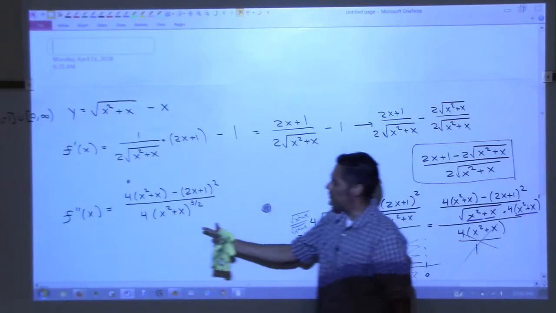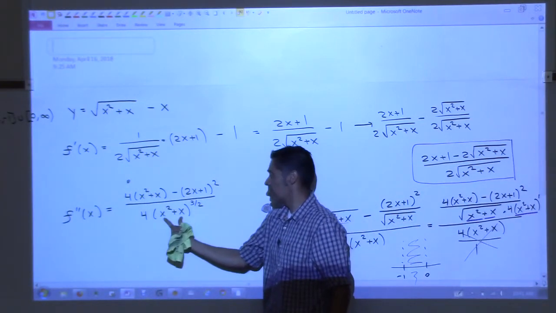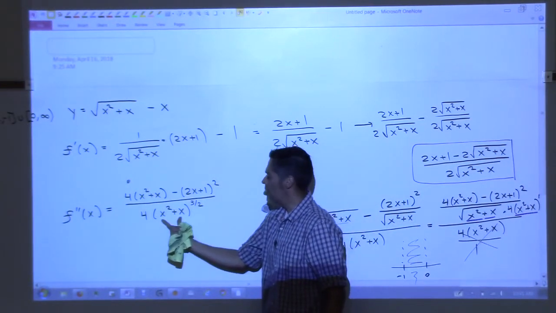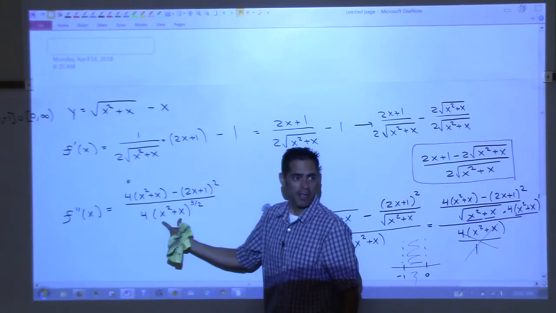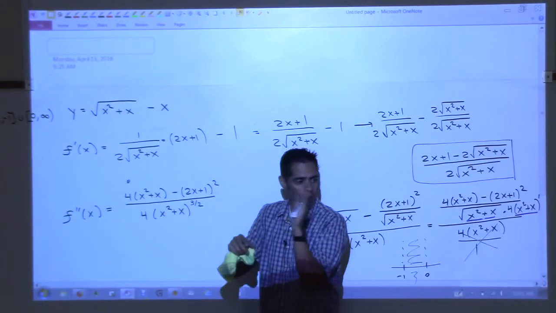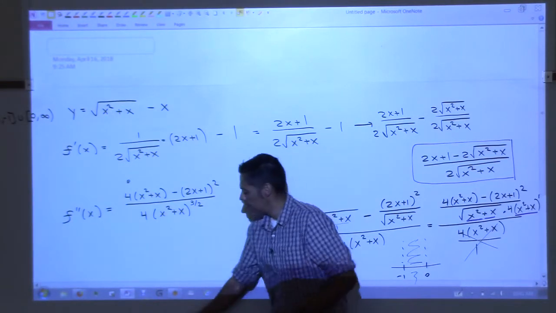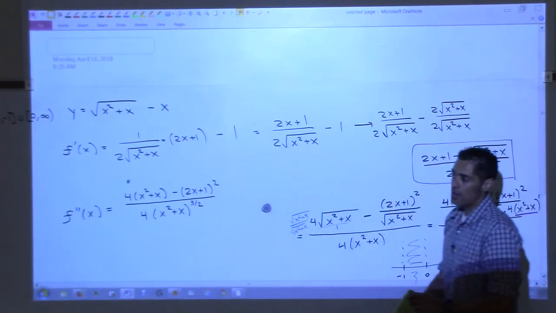Same with this over here. This is still a square root. So 0, -1 will still be here. You'll want them on your number line, but you won't want in between them. Let's just see how this goes, all right?